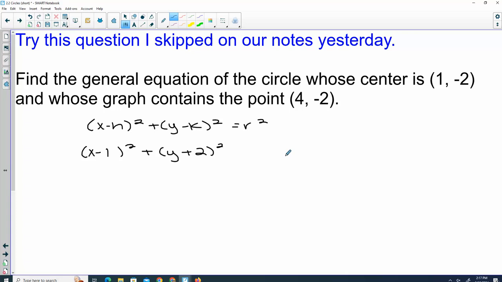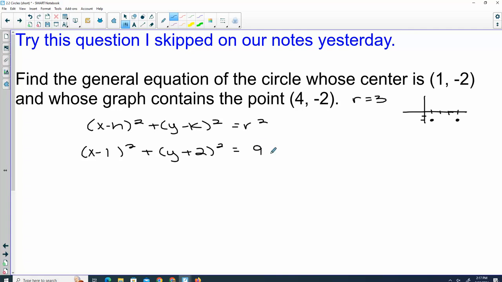So (x - 1)² + (y + 2)² = we need the radius. So what we know, the center is (1, -2). And (4, -2) is a point on this graph. A circle is every point that's the same distance from the center. So how far from the center is this point? 3. So my radius is 3. So 3 squared is 9.